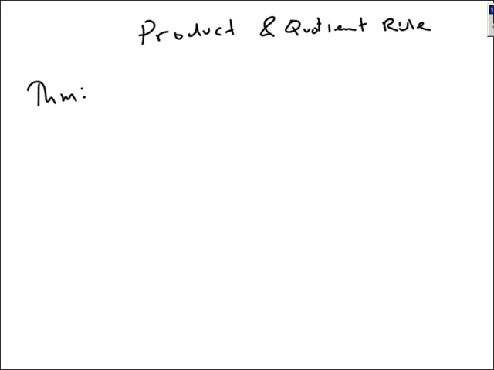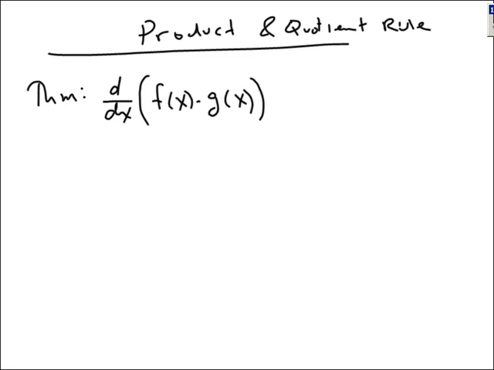Okay, now we're going to move on to the product and the quotient rule. And let's state the two terms. This means the derivative. Here's a new notation. This means take the derivative of what's to follow. If you have a product, basically the theorem should state the following.